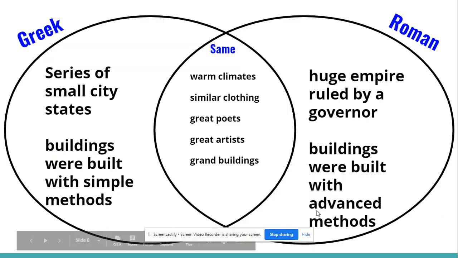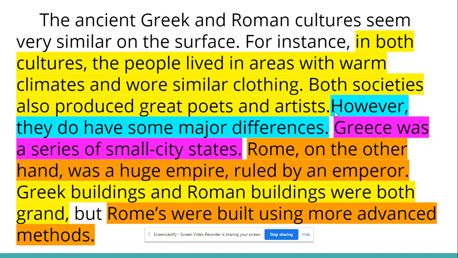Okay, so I'm going to skip here really quick. So I'm going to go ahead and review what we just read. Warm climates, similar clothing, great poets, and great artists. Those are some of the things that we just read that the Greek and Roman cultures have in common. So now let's go back. It says, however, they do have some major differences. So that right there is letting us know, okay, what's coming next are going to be different things.